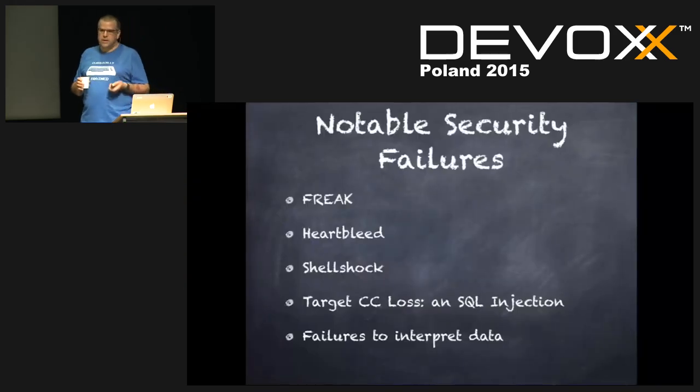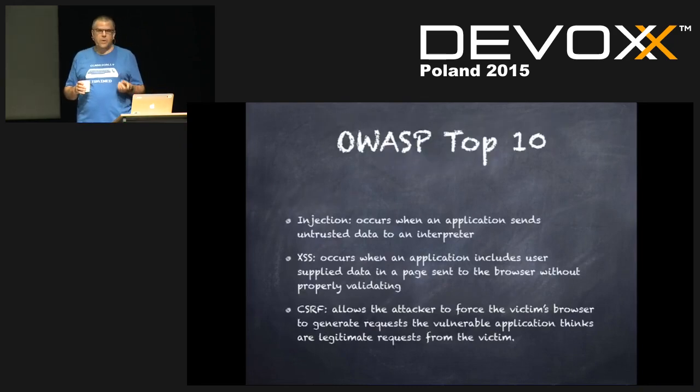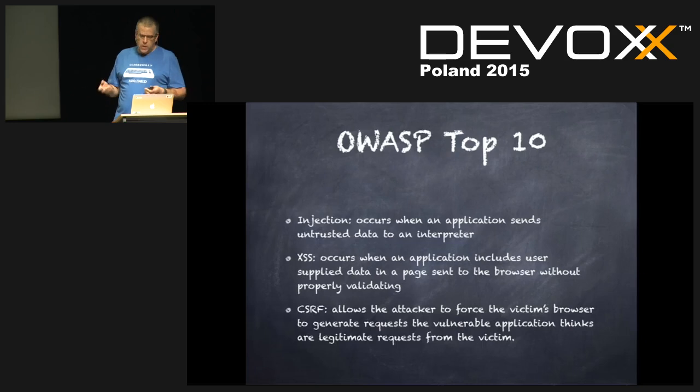So in each of these cases, we failed to interpret data. OWASP is an organization that promotes web security. And they have a top 10 set of vulnerabilities for software running on the internet. The first one is injections. An application sends untrusted data to an interpreter. The interpreter misinterprets the data and does something bad.